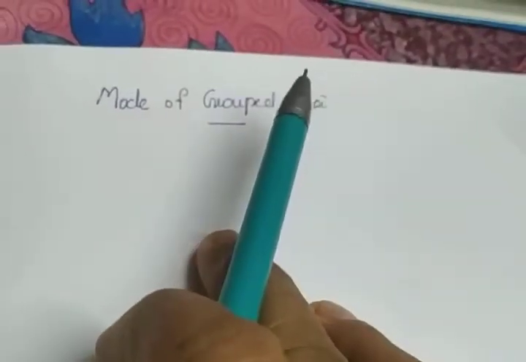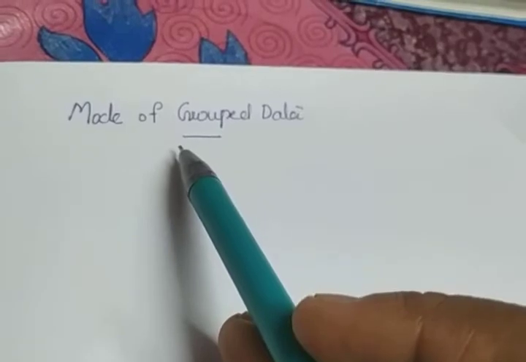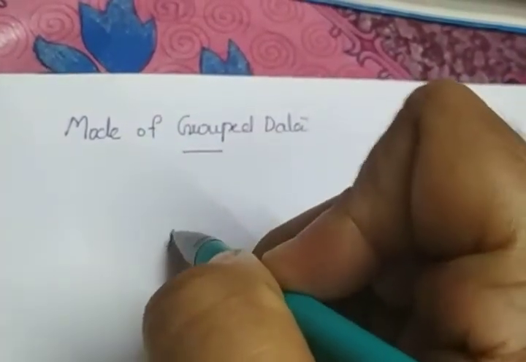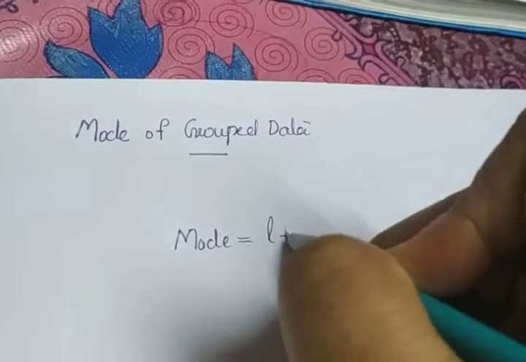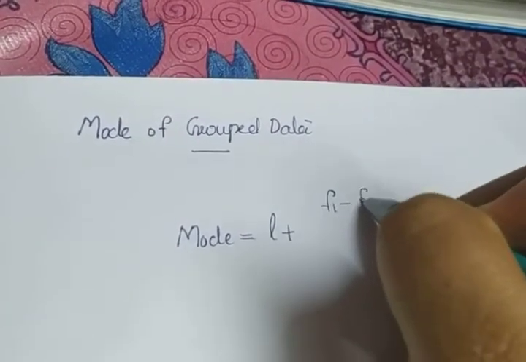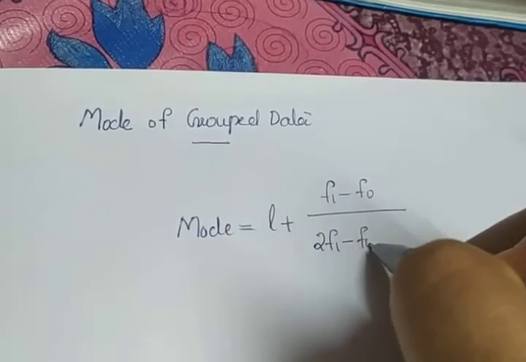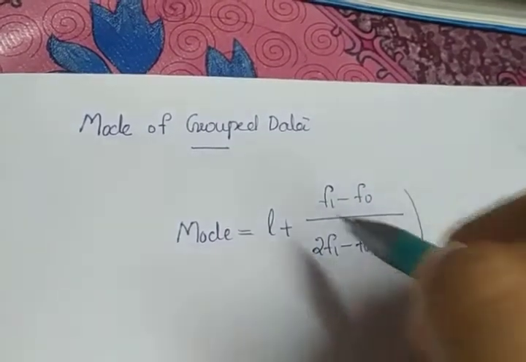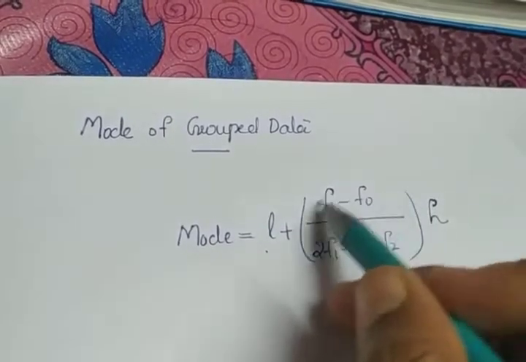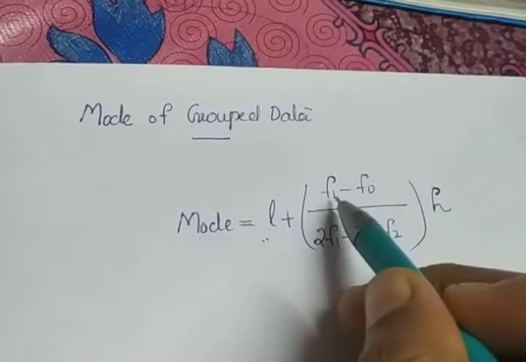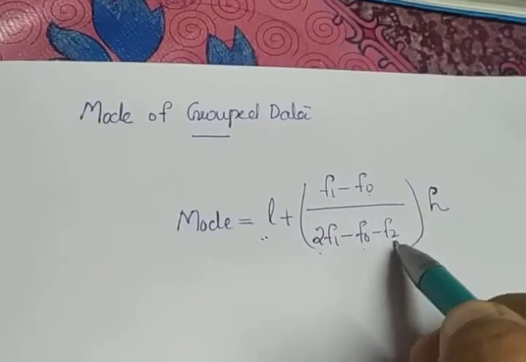So the next measure of central tendency we are going to deal with is the mode of grouped data. To find the mode, we have a formula. Mode is equal to L plus (F1 minus F0) divided by (2F1 minus F0 minus F2), into H. There are two terms: L is one term and this much is the second term.